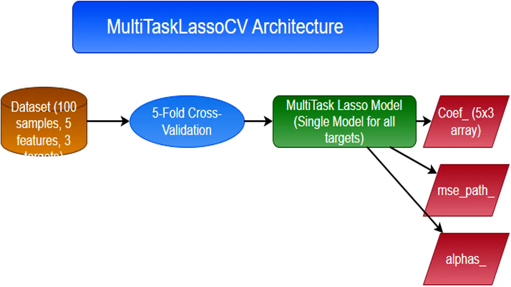This is the core of the problem. We are using Scikit-learn's MultiTaskLassoCV algorithm. Multitask means it tackles multiple target variables at once. Lasso indicates that it uses L1 regularization. It shrinks less important feature weights toward 0. CV stands for cross-validation, which helps avoid overfitting.